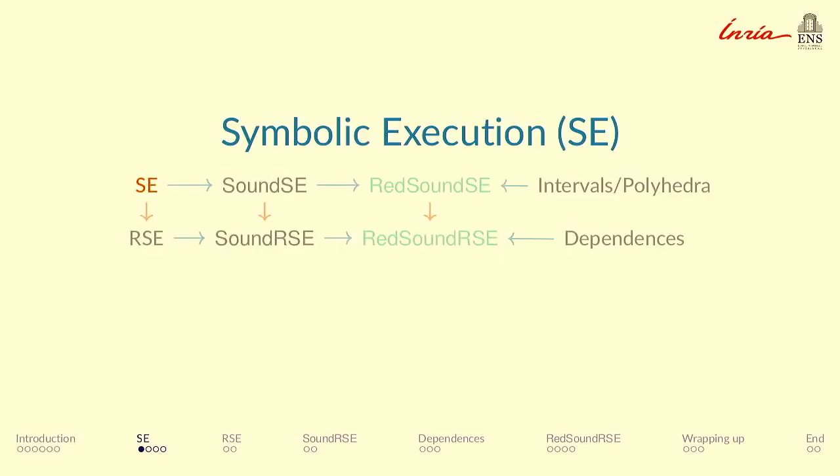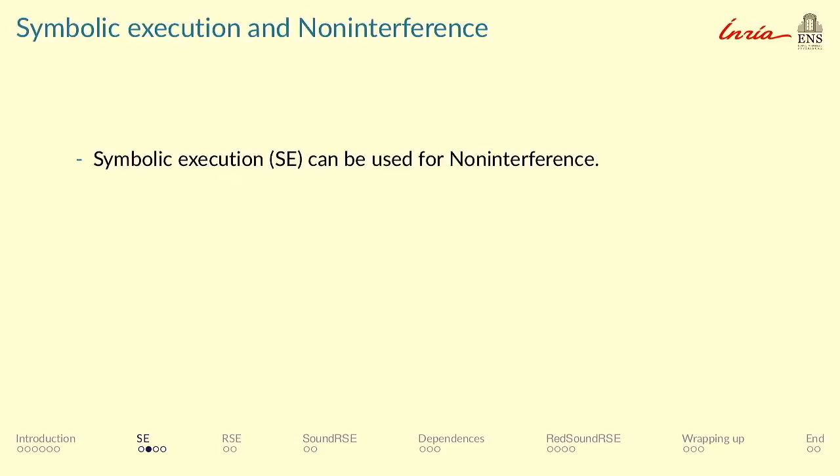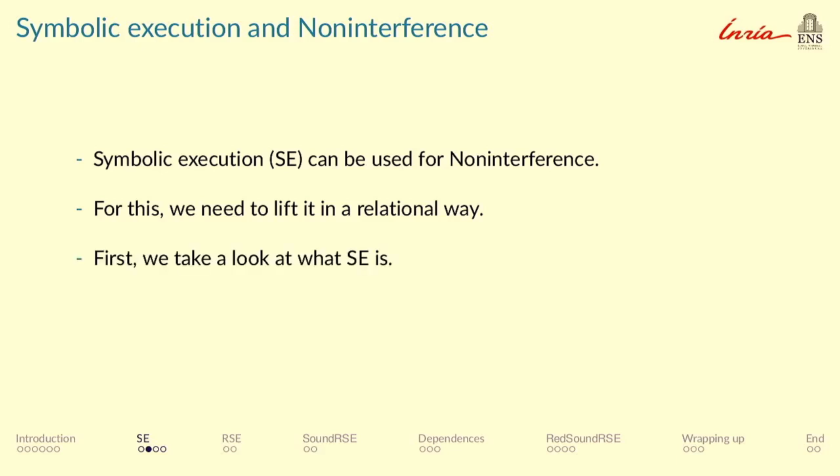Okay. So now we're going to focus on what symbolic execution is first, just to have knowledge of all the tools that we're going to use. Symbolic execution can be used for non-interference, but for this we need to make it relational. For now I'm just going to introduce the concept of what symbolic execution is, and then we're going to lift this to get an idea of how we can do relational.